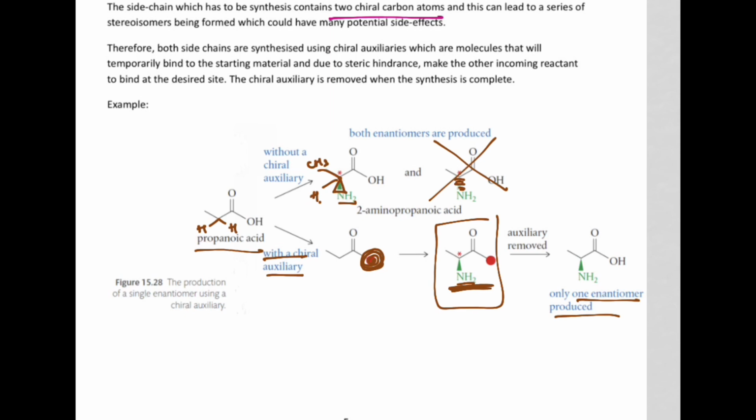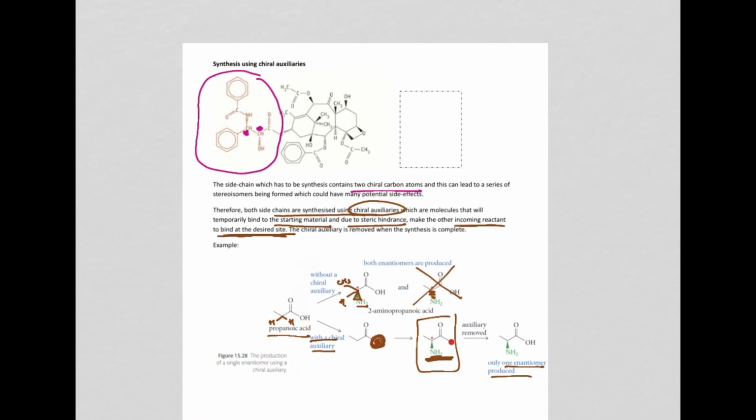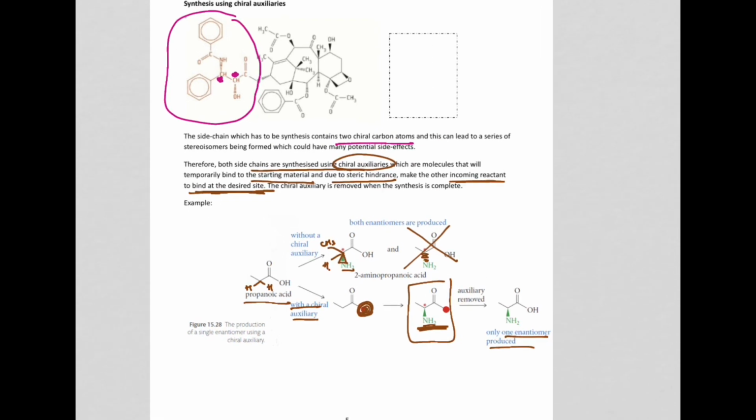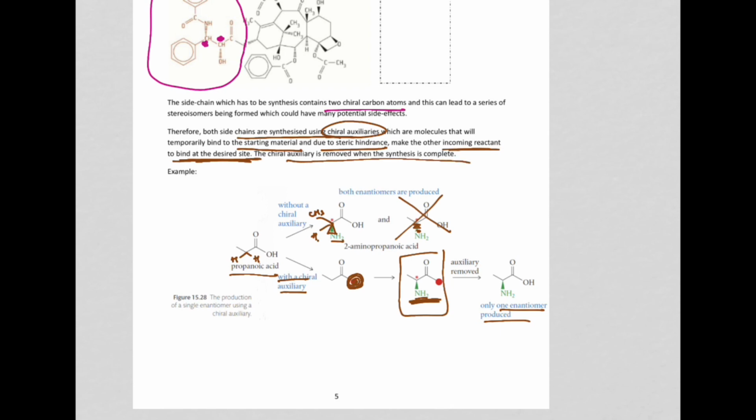So both side chains can be synthesized, but when you add the chiral auxiliary, it's going to temporarily bind to the starting material, and due to steric hindrance, the other incoming reactant binds to the desired site. This is what it means. So we are synthesizing in a stereospecific way, only what we need. And then once we're done, the auxiliary is removed.